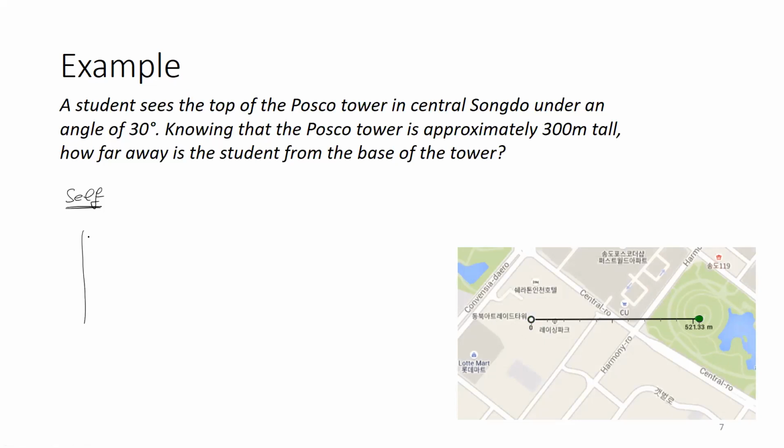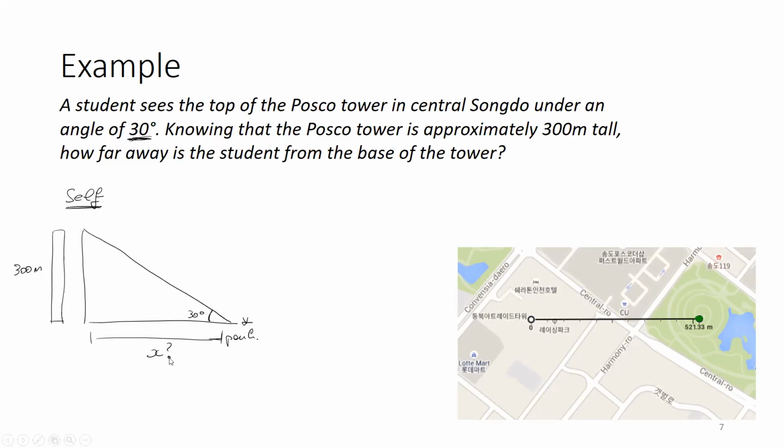So if I make a drawing, I'm here in the park. I have the POSCO tower right here. I'm looking up at the top of the tower. Maybe I see my friends having a cocktail at the top of the tower. And I observe them under an angle of 30 degrees. And knowing that the tower is 300 meters tall, how far am I from the base of the tower? So what is the length here of the base of the triangle?